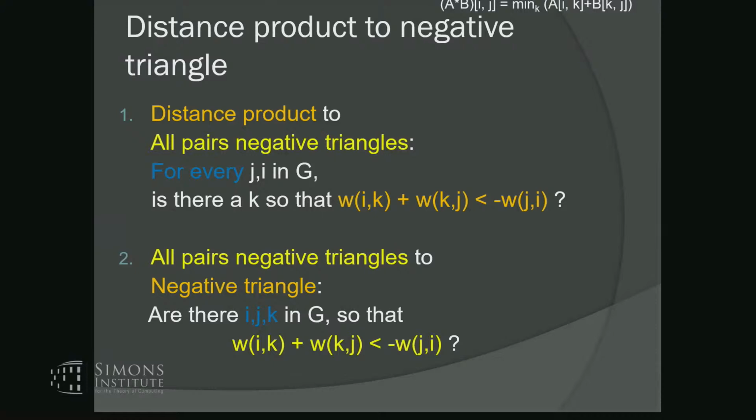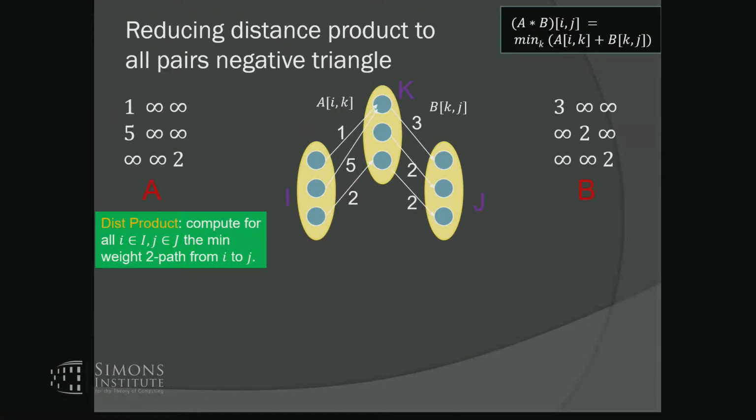So first, let's look at the first one. Our goal here is to go from distance product to all pairs negative triangles. And the reduction is the following. What we would like to do is, given an arbitrary instance of distance product, create a graph out of it such that if you can solve all pairs negative triangles on this graph, then you've solved the distance product.